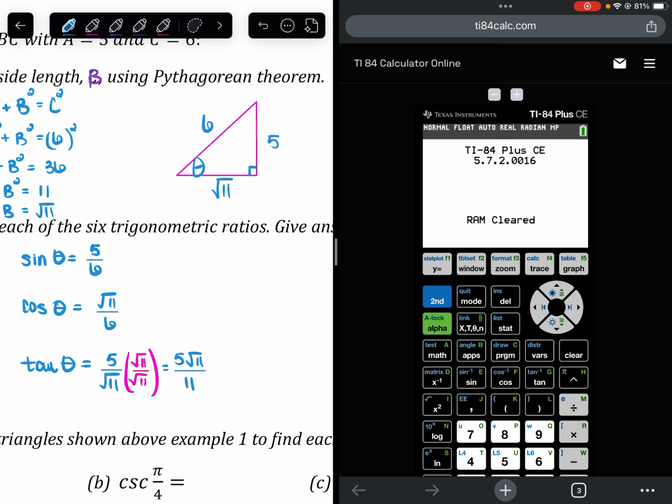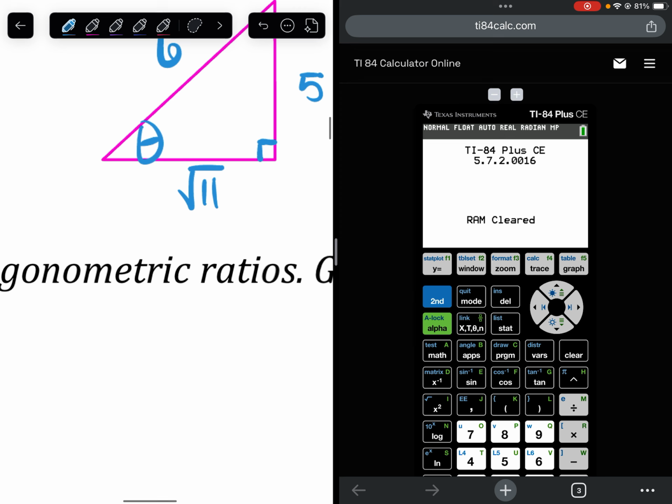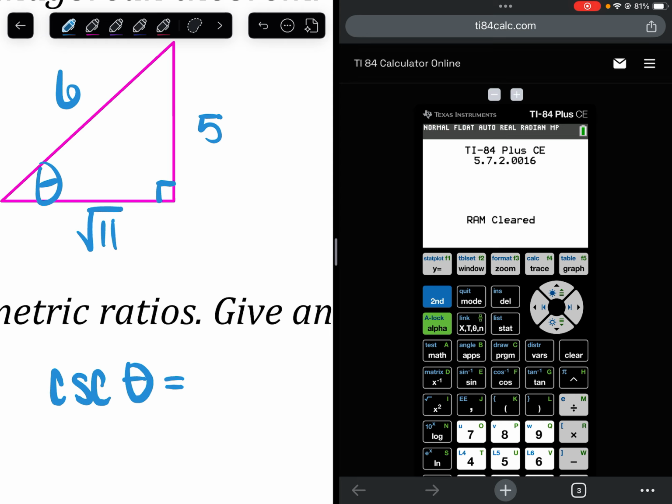All right, the other three, sine. Sine's reciprocal is cosecant, which is abbreviated CSC. So cosecant of theta is going to be the hypotenuse, 6, over the opposite leg. So 6 over 5.